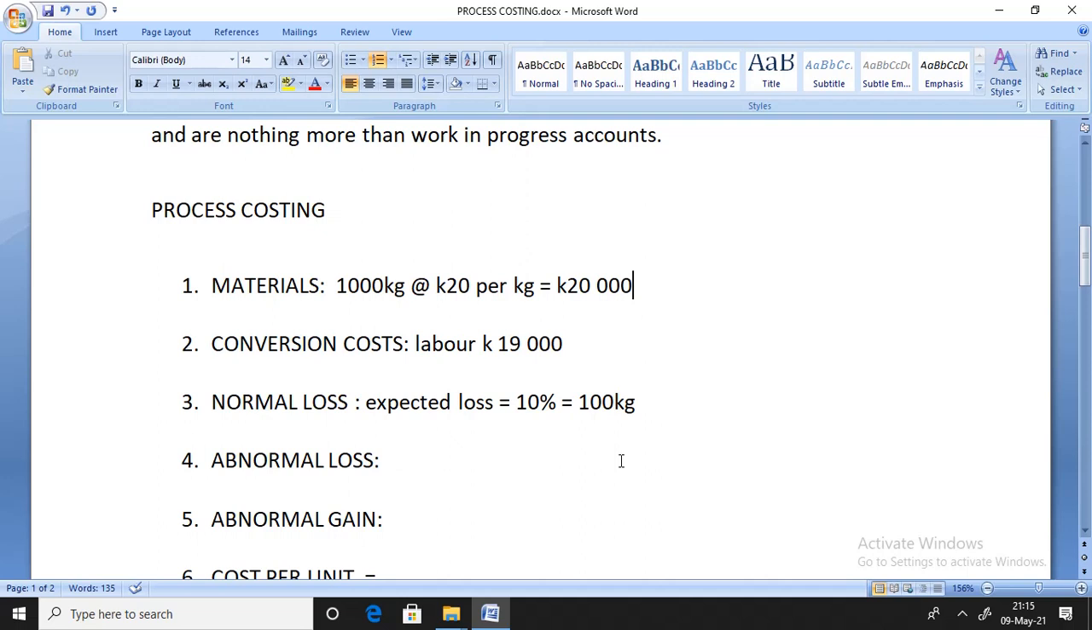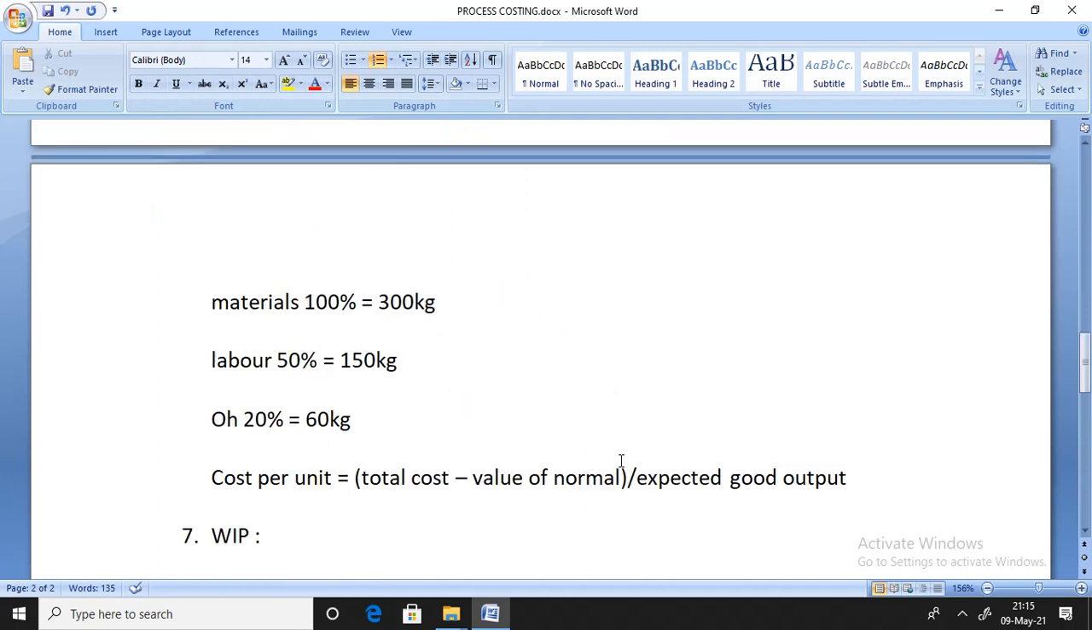So now let's define what work in progress is. Work in progress simply means you started working on these units of materials, and at the end of the period, the process is not complete. So you don't have the completed units. You have units you are still working on. So that is called work in progress.